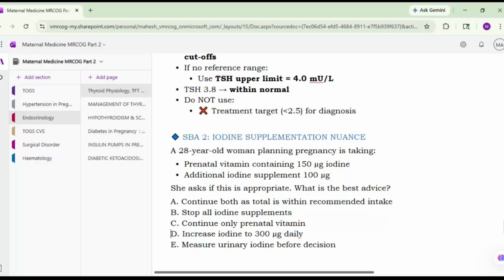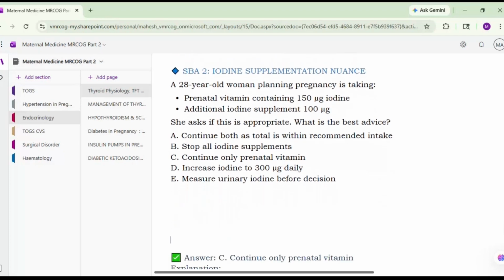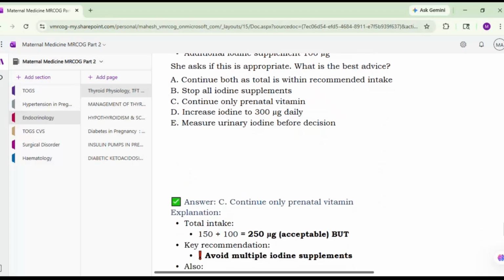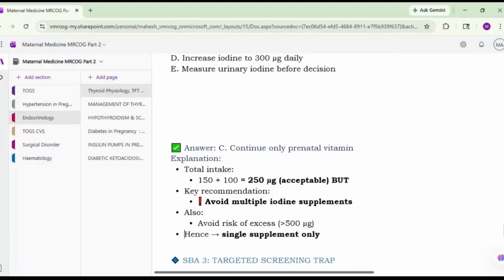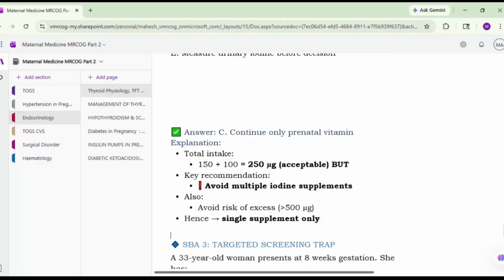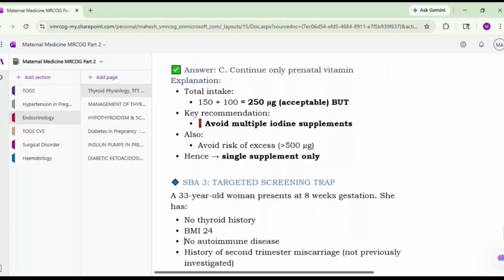The answer is C, continue only the prenatal vitamin, with 150 microgram iodine. So 150 plus 100 will be 250. Though the total requirement is higher, the supplement recommended is only 150. Avoid multiple iodine supplements and avoid the risk of excess also.